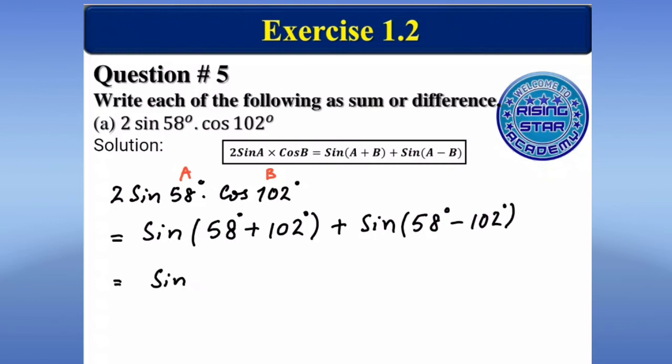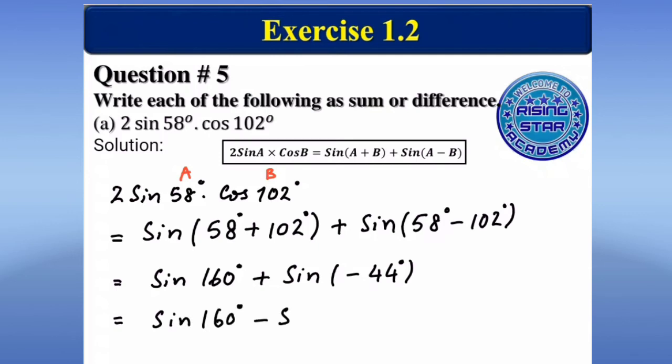So we have sine of 160 degrees, and 58 minus 102 becomes sine of negative 44 degrees. We know that sine of minus theta becomes minus sine theta, so we can write sine of 160 minus sine of 44 degrees. That is our answer. Move to the next part now.